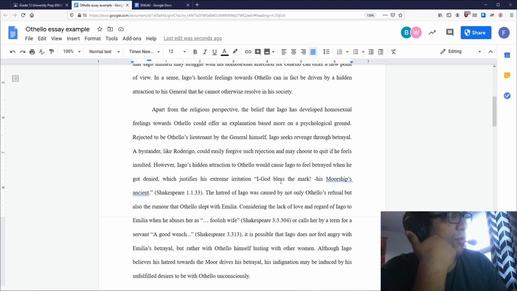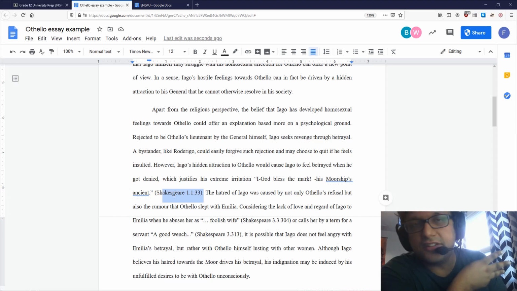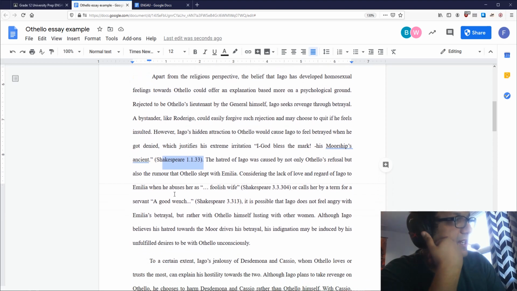Now you'll note the quotes, right? So the quotes are all cited, with just Shakespeare 1.1.33, right? So that's what you guys should be doing. Remember, the first number is the act, the second number is the scene, the third number is the line. You don't need to put page number. That is unnecessary. Don't do that. If you do it, then it's wrong. So please keep that in mind.